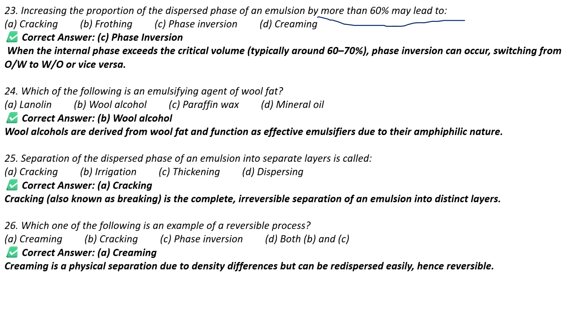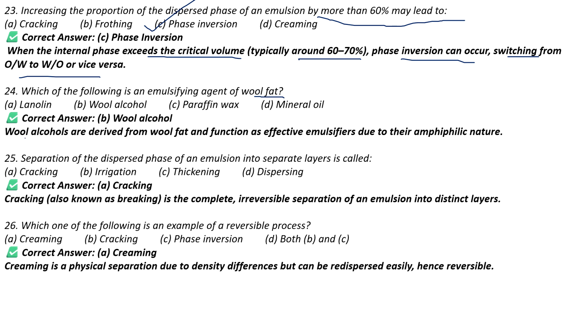So when the internal phase exceeds the critical volume, typically around 60 to 70%, phase inversion can occur, switching from oil in water to water in oil or vice versa. So we can say option C, that is phase inversion, may occur when we increase the proportion of the dispersed phase of an emulsion by more than 60%. Moving on to another question, which of the following is an emulsifying agent of wool fat? Options are lanolin, wool alcohol, paraffin wax, mineral oil.